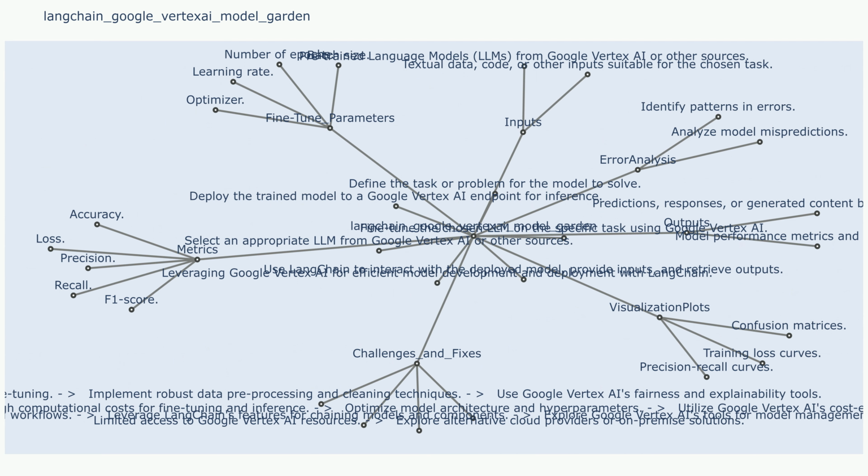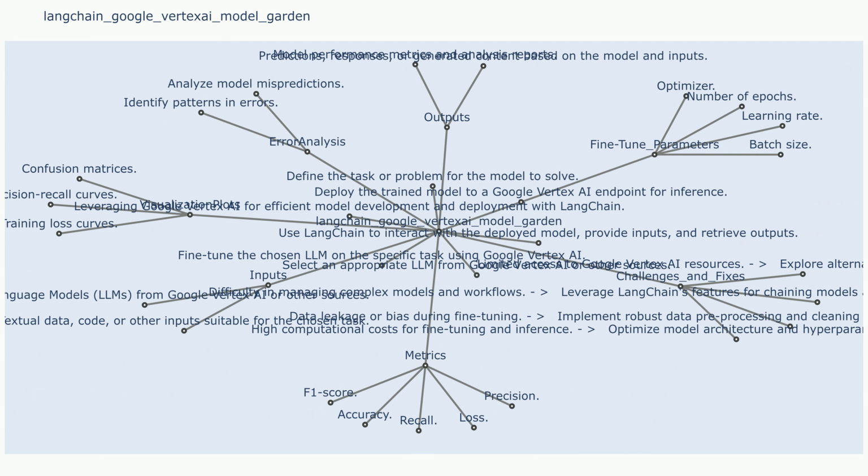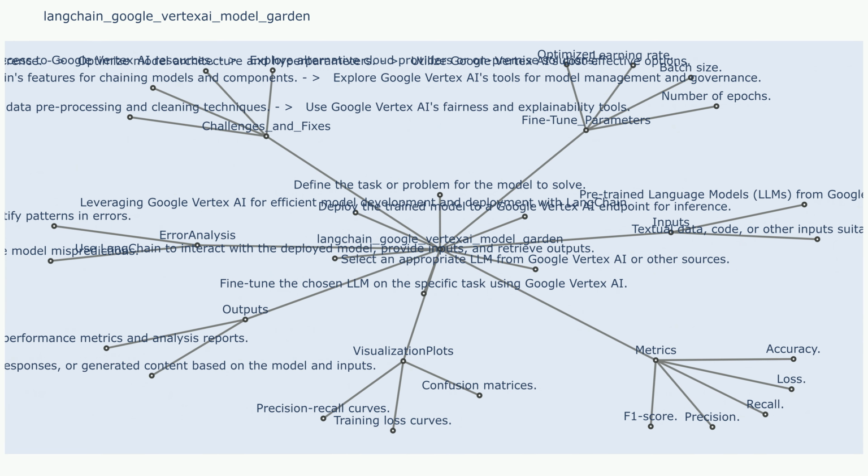Model deployment: the trained LLM is deployed to Vertex AI for inference. The Model Garden facilitates seamless deployment and scaling of the model for real-time or batch predictions. Model monitoring: the deployed LLM is continuously monitored for performance and drift. The Model Garden provides tools for tracking metrics, detecting changes in performance, and retraining the model as needed to maintain optimal accuracy.